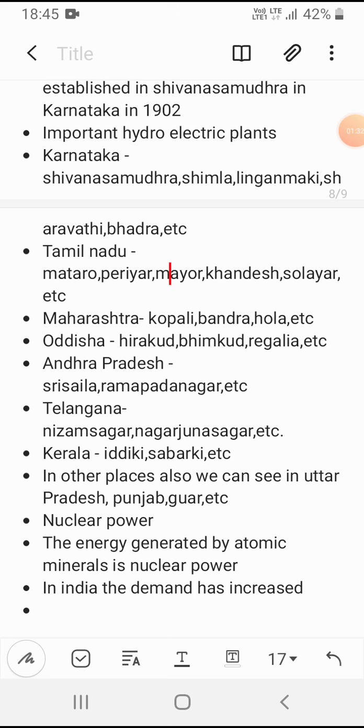And next is Telangana. In Telangana we can see Nizam Sagar, Nagarjuna Sagar, and other places with hydroelectric power stations.